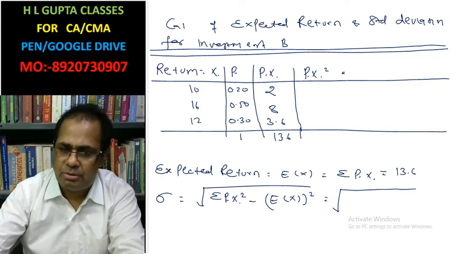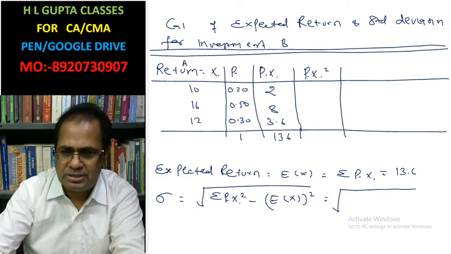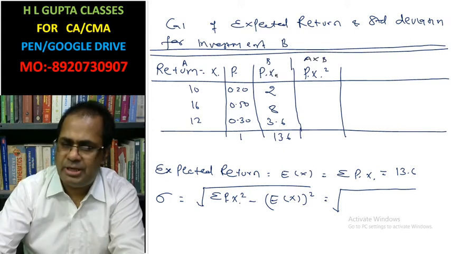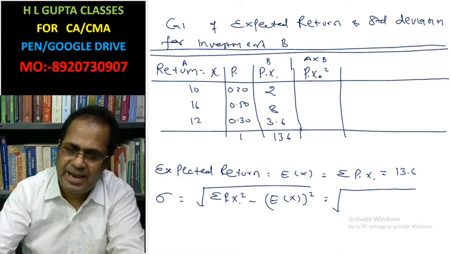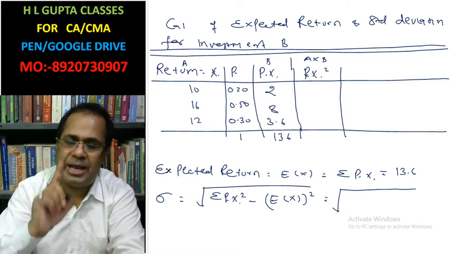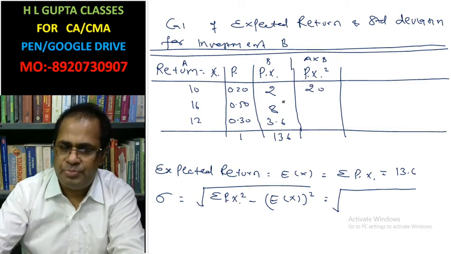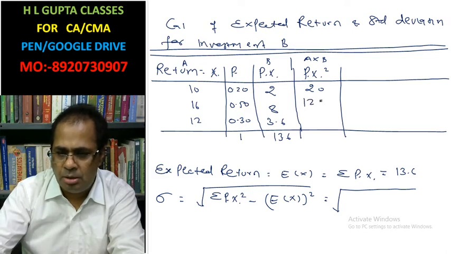Now we need to calculate PiXi squared. Here this is A, this is B. In this case A into B, because Pi is already here, and by multiplying by X it becomes PiXi squared, that is Pi times X squared. Then 10 into 2 is 20, 16 into 8 is 128.